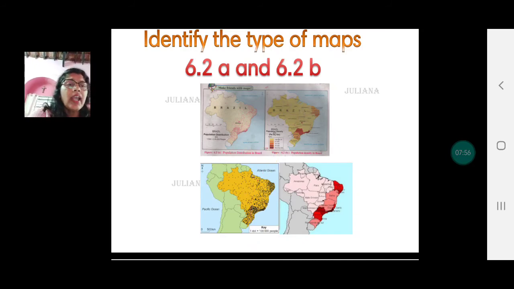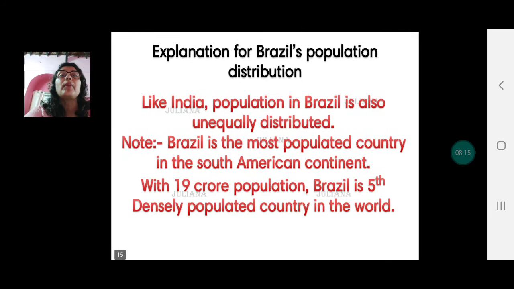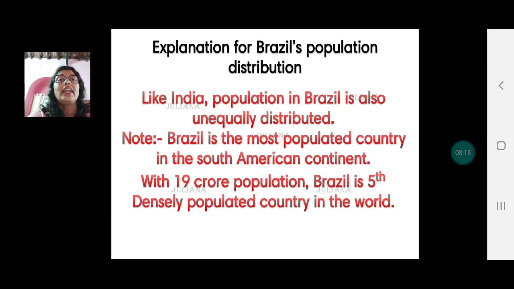And the last question is, identify the type of map showing the distribution. So 6.2a is a dot map and 6.2b is a choropleth map. As you can see, the shading technique is used in that map. Now talking about the explanation for Brazil's population distribution. Just like India, population in Brazil also is unequally distributed. In India, the northern part had more population. In Brazil, the northern part is sparsely populated. In Brazil, the southern and eastern part has more population.